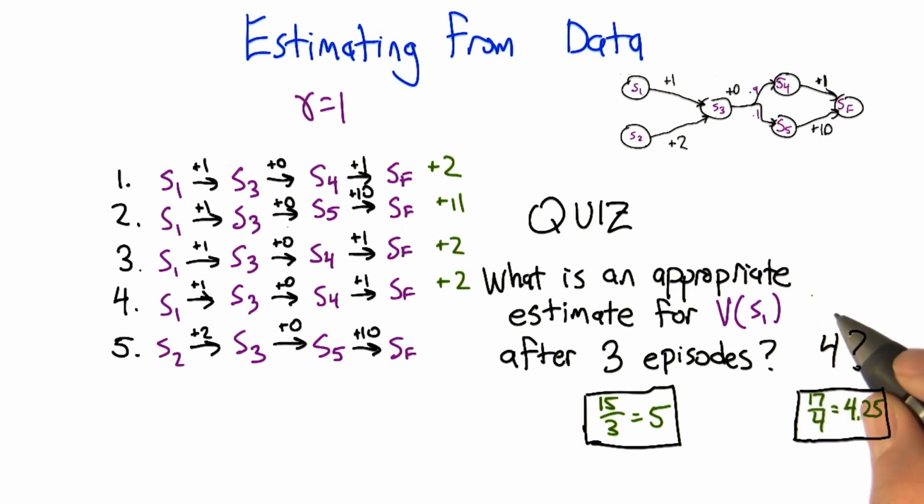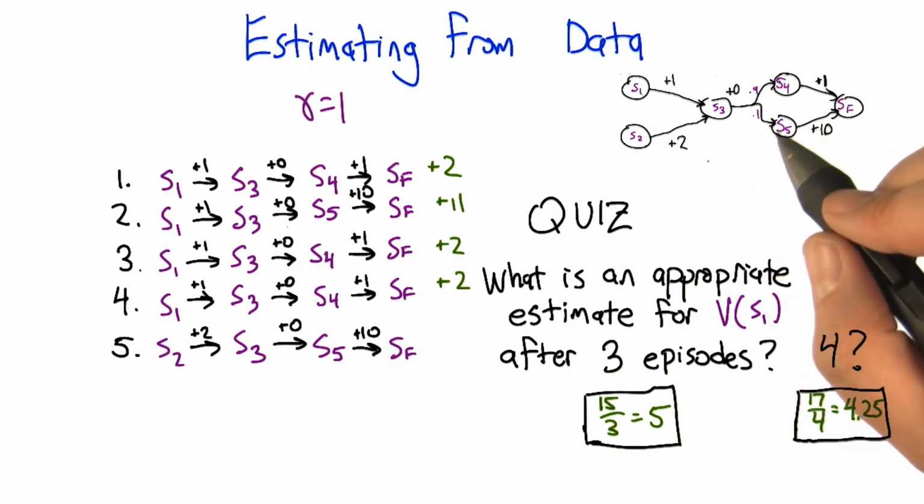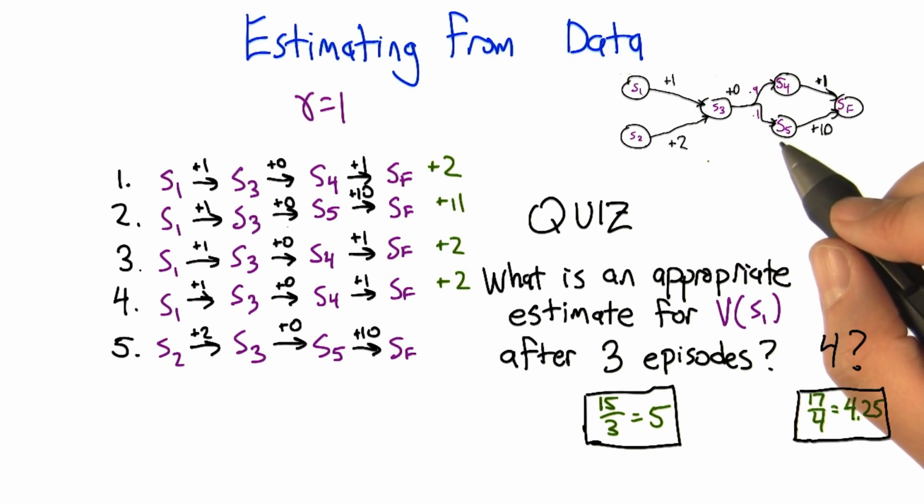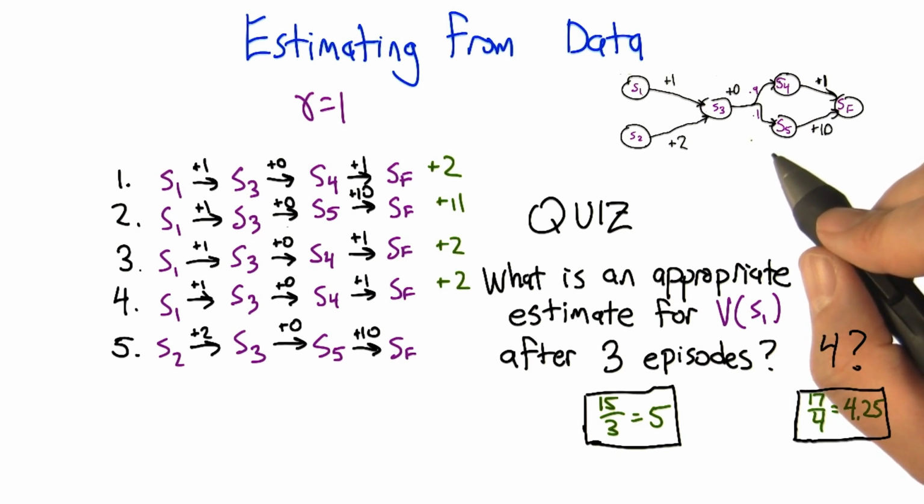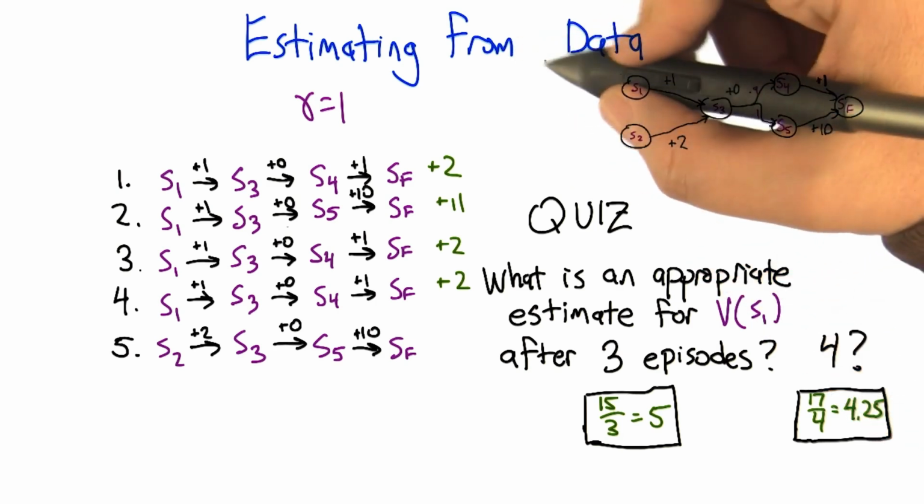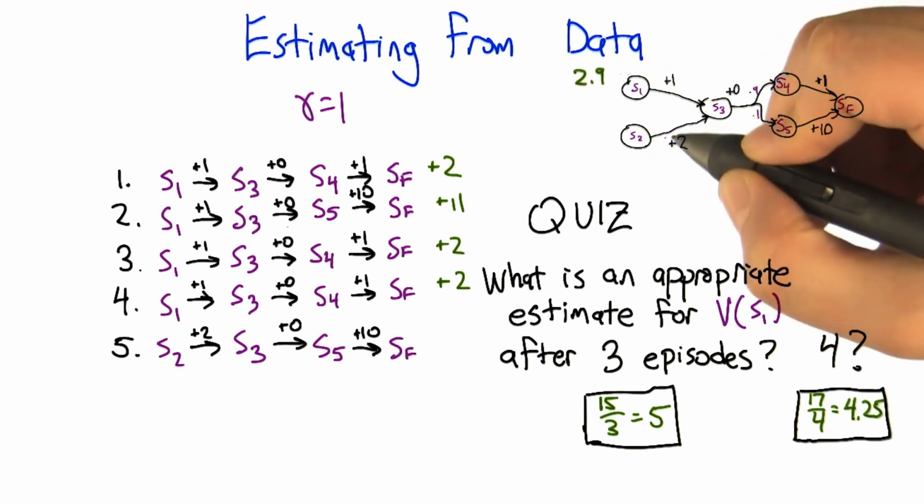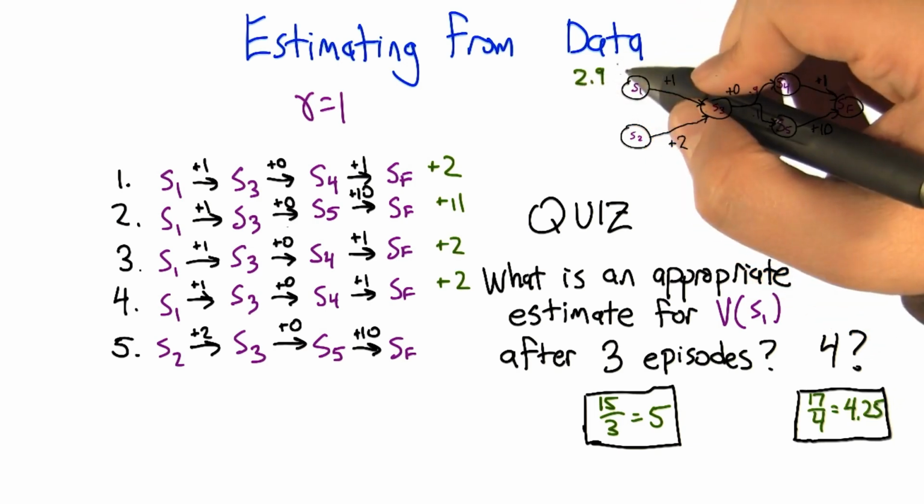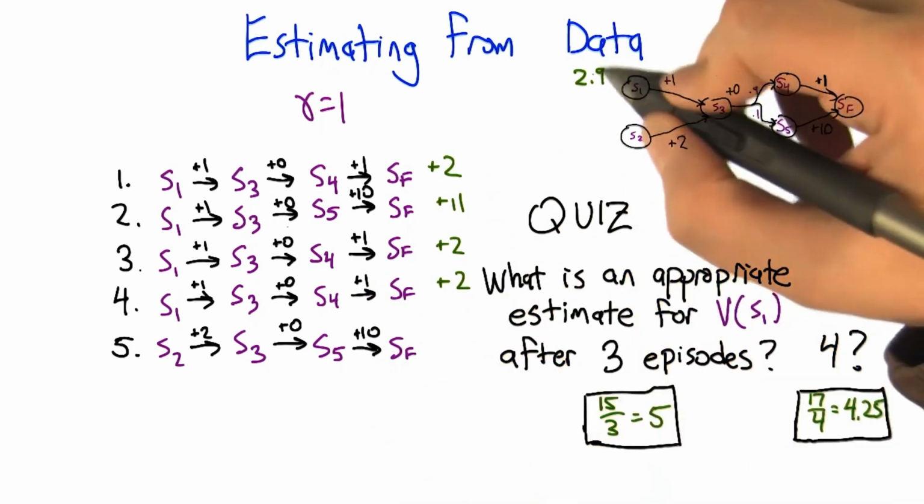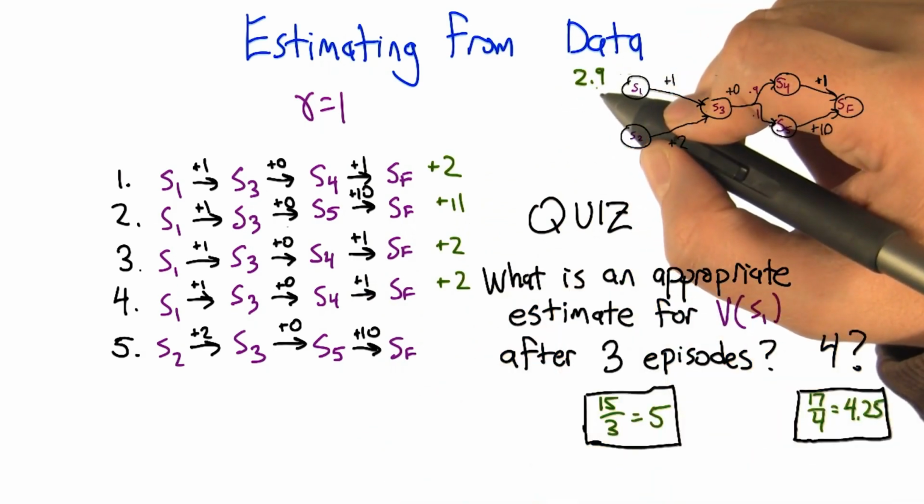Okay, well, can I ask you a question? Sure. I'm curious how close we came, because going from episode 3 to episode 4, you went from 5 to 4.25. That's kind of a big jump. Do you remember from the last quiz what the value of S1 was? I think it was 2 point something. 2.9, that's right. Yeah, so in principle, with an infinite amount of data, we should get 2.9 as our estimate for S1.